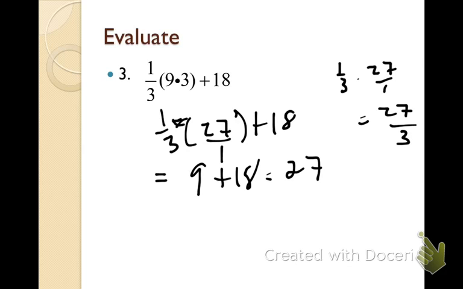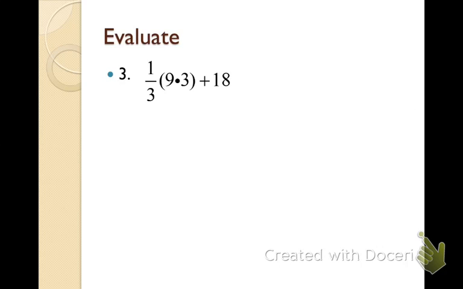So however you get there, it doesn't really matter. 27 divided by 3 is indeed 9. 9 plus 18 is 27. Okay? Good? Everybody got 27? Questions at all? Awesome. Okay. Let's try one of these ones with the x's in it.